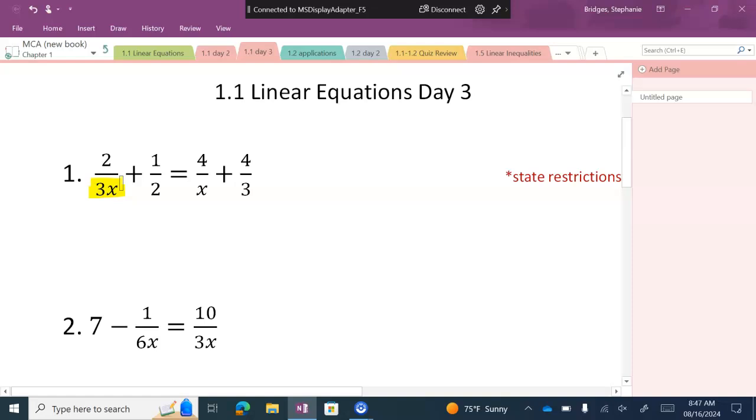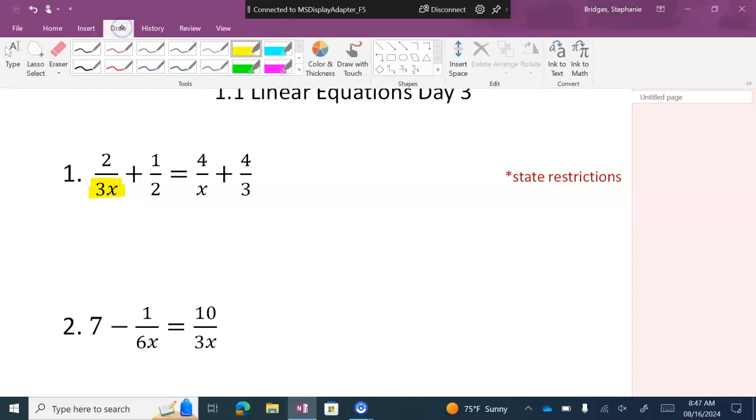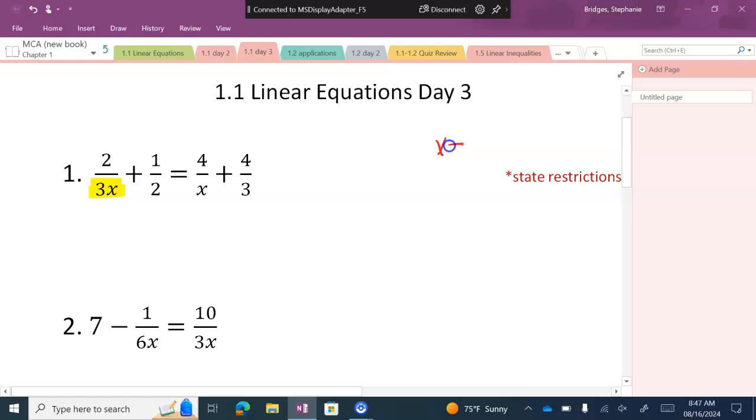What does 3x mean? It means 3 times x, right? So what I need to think about is what number would I multiply 3 by to equal 0? 3 times what equals 0? 0. So what that means is I cannot have 0 as a solution in this question. If I get 0 as a solution, I have to throw it in the garbage can and I can't use it. Okay? So my restriction is going to be stated as x cannot equal 0.